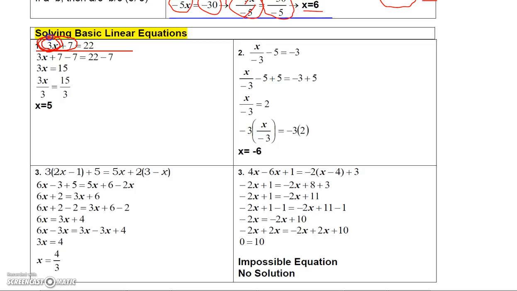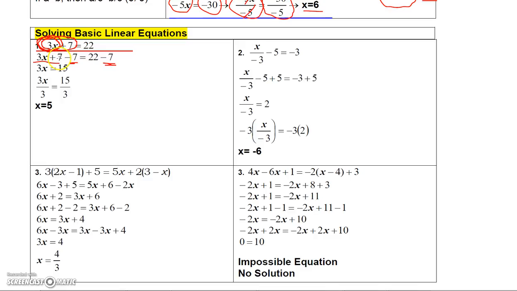Because once I isolate the 3x, then I could just divide both sides by 3. But the first thing I want to do is get rid of this 7. So I'm going to bring the 3x plus 7 down, and then I'm just going to subtract 7 from it. Now remember, I can do that as long as I subtract 7 from the right-hand side.